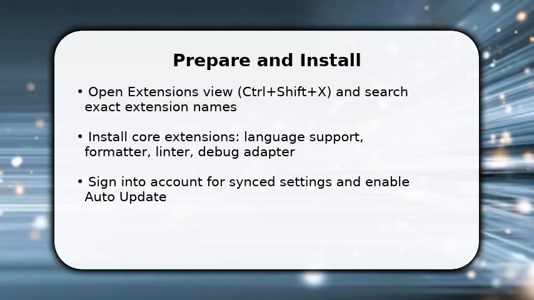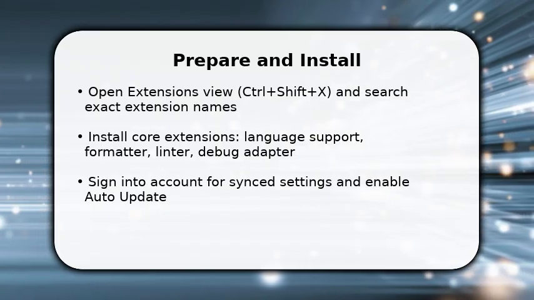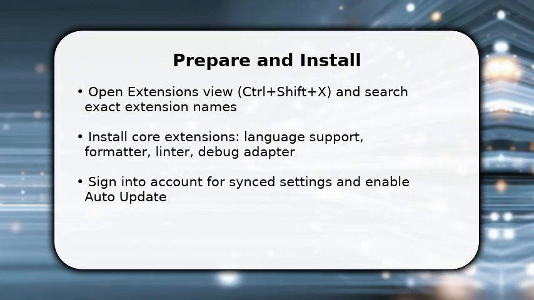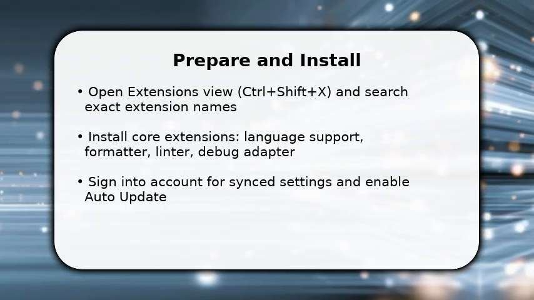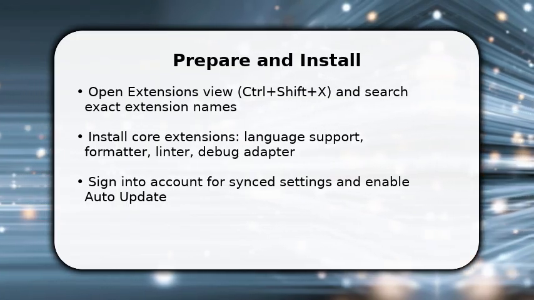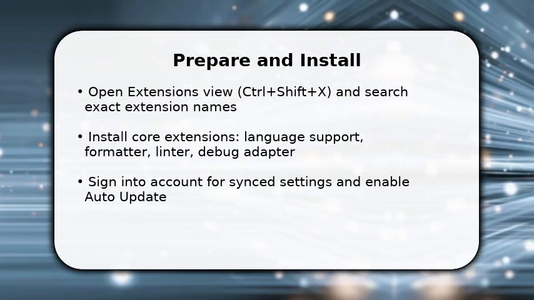You start by opening the extensions view and installing what you need. Once done, make sure to sign into your account to sync settings. Search by exact names to avoid clones, then click Install on Language Support, Formatter, Linter, and Debug adapters. After installation, enable Auto Update so extensions stay current.